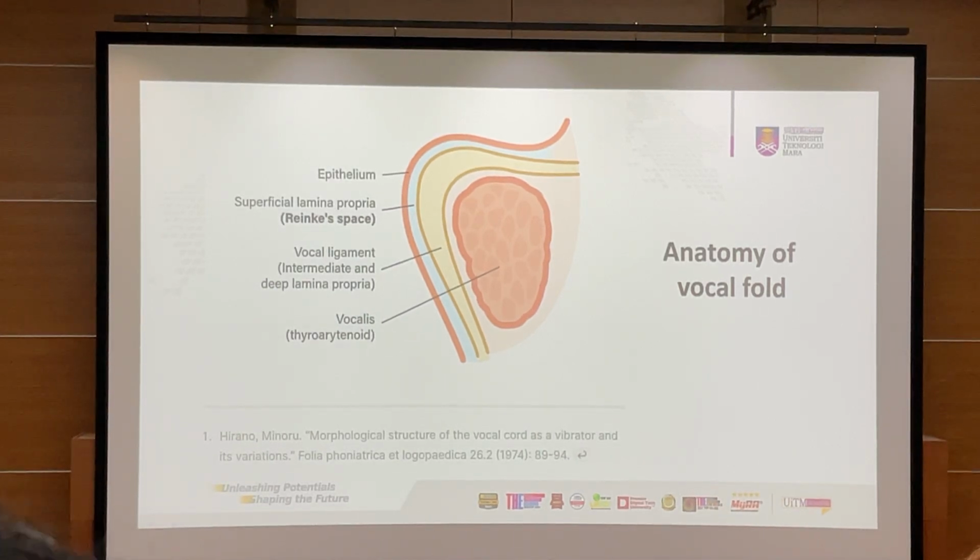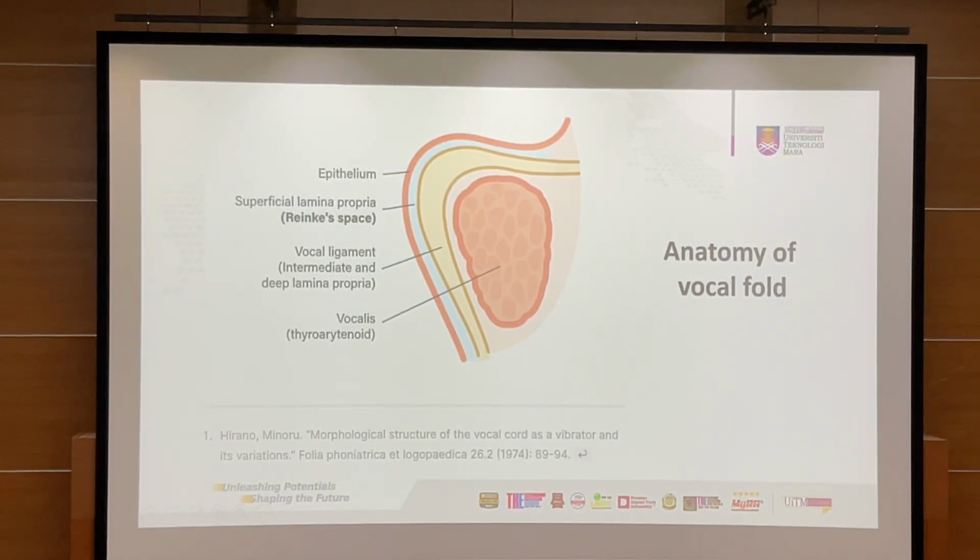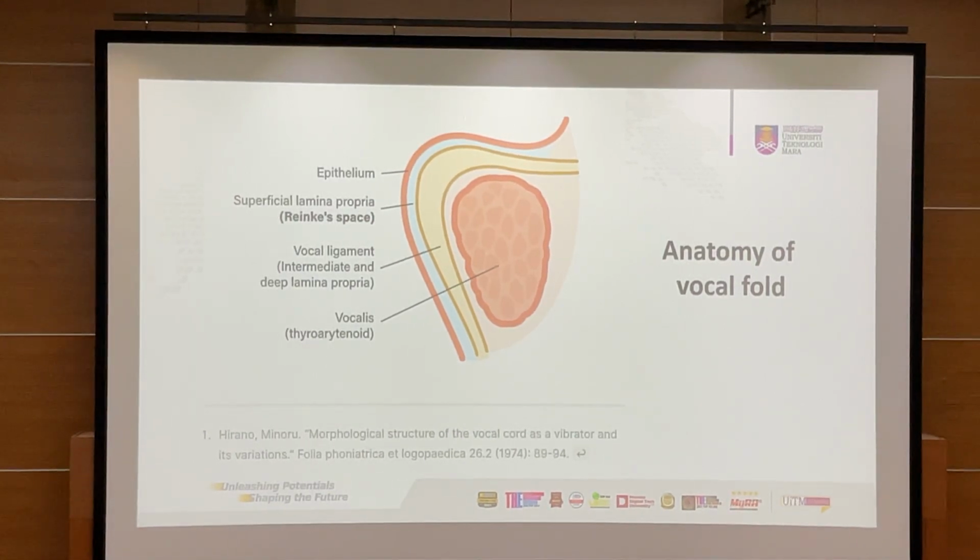Okay. So the superficial lamina propria is mostly acellular and composed of extracellular matrix, protein, water, loosely arranged collagen fibers, and elastin. Superficial lamina propria is gelatinous in nature, and there's a potential space between superficial lamina propria and intermediate lamina propria, known as Reinke's space.